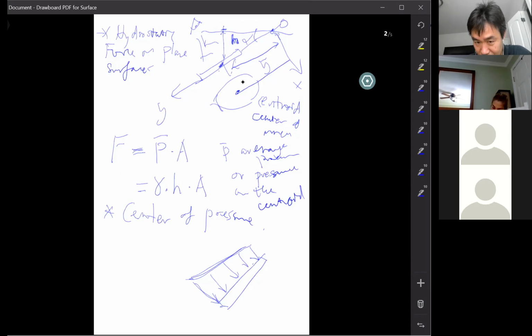Linearly increase. Because of this, maybe I need to know a center of pressure, right? Center of pressure means that there exists a point about which the pressure is balanced. This is the pressure distribution, right? So is the center of pressure in the middle of the plate? Not always. Not always.